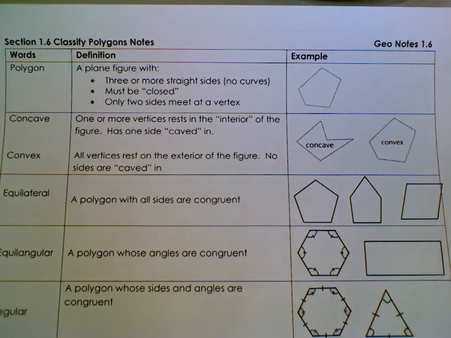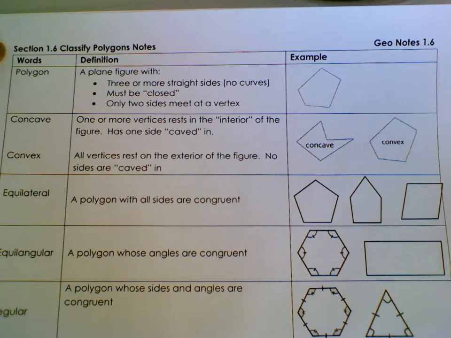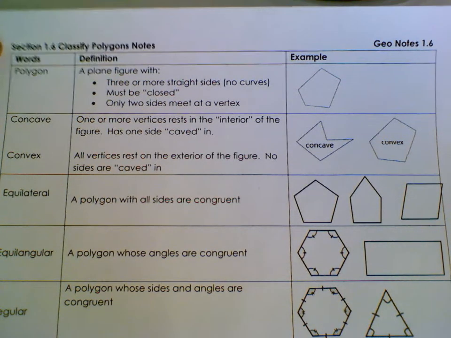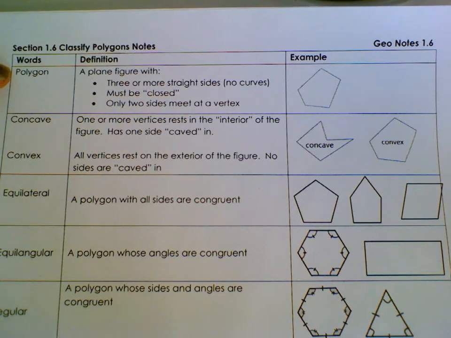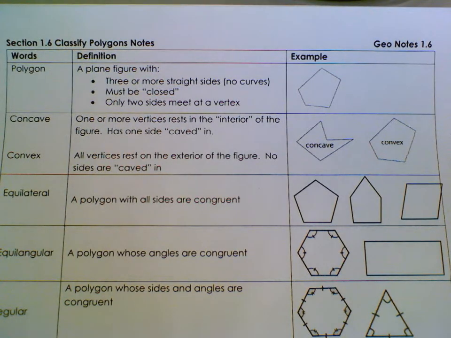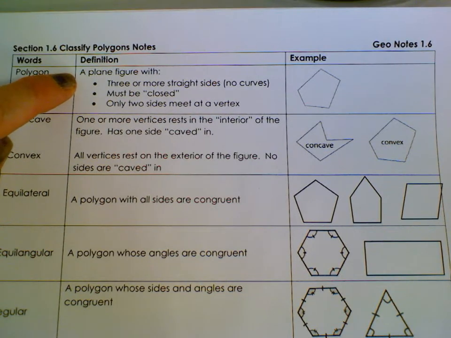Right, this set of notes, the first page will cover section 1.6 of the geometry textbook where we introduce polygons. Polygons are shapes that you guys have been working with for a long time, back when you're kids and you start learning what a triangle is and a square and a rectangle. So now that you're in geometry, we get a little more specific.